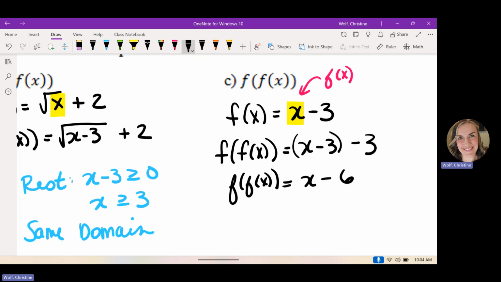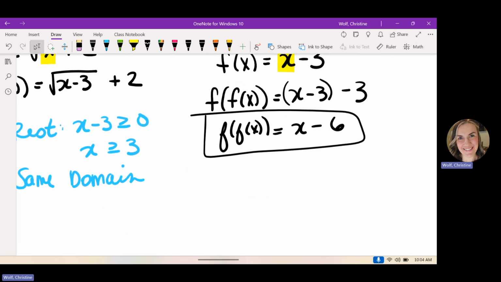What's my restriction on this composite guy or my domain? Do I have a restriction anymore? No, because I don't have a radical. That would just be a linear function, right? So the domain, there's no restriction, okay, but the domain would just be that freebie.